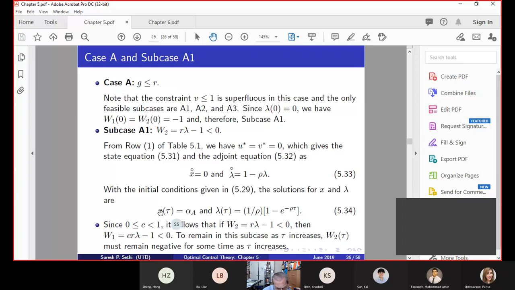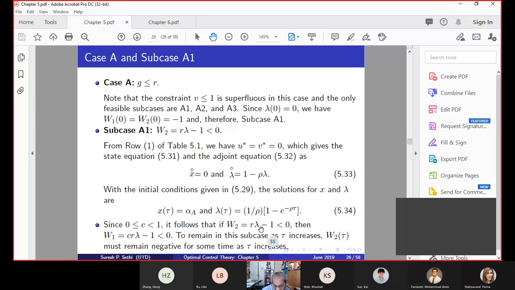So now we know that this is our condition for C. If W2 is less than zero, then W1 is definitely going to be less than zero. We already know this. So to maintain in this subcase, as tau will increase, W2 tau must remain negative, for some time, as tau increases. So we're going to look at W2 tau to see what happens to W2 tau. So we're going to keep seeking what happens to this lambda tau.